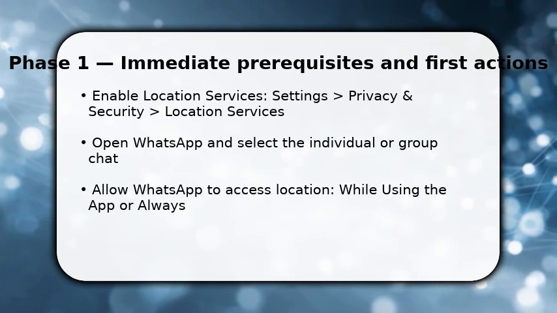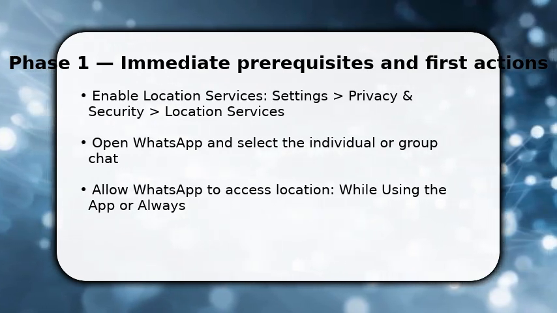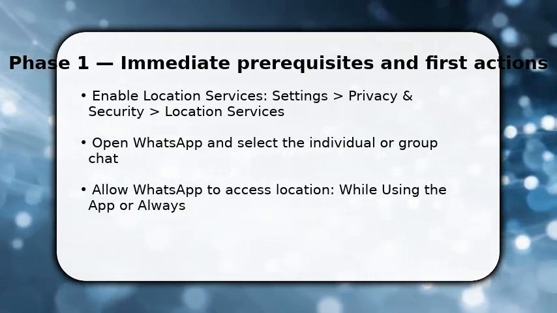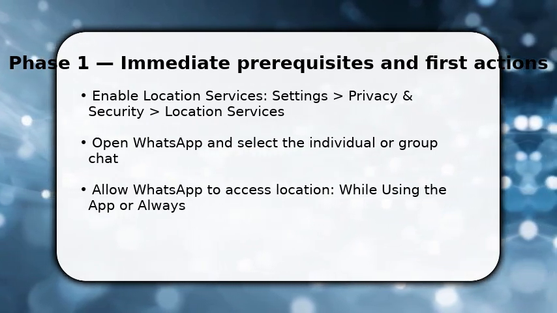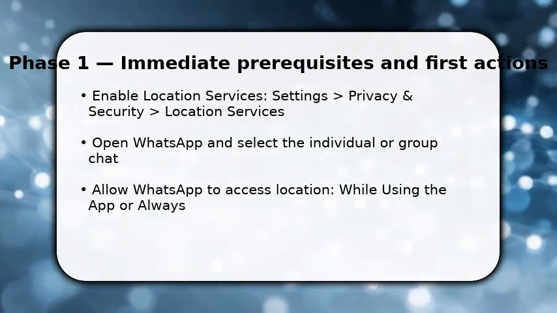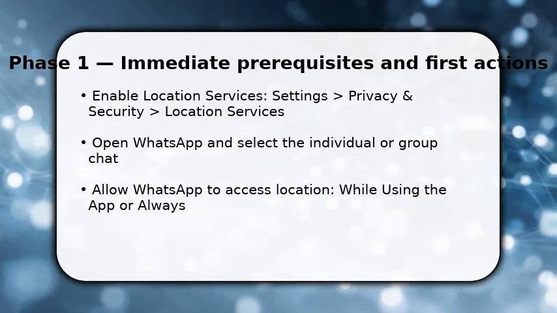You start by making sure iPhone location access is active and WhatsApp can use it. Open Settings, Privacy and Security, Location Services. Set WhatsApp to while using the app or always if you plan long sharing.